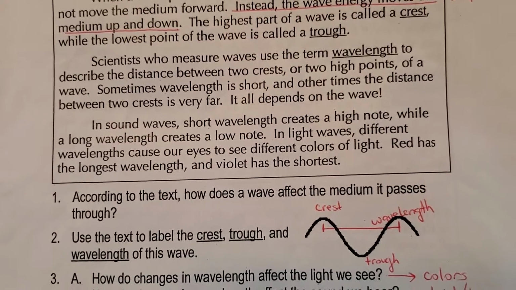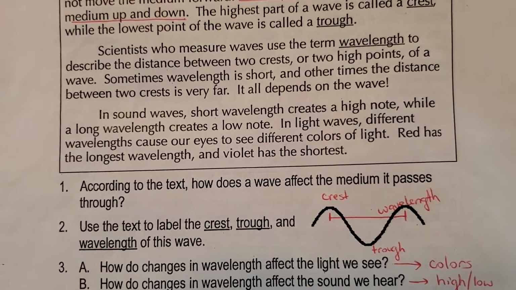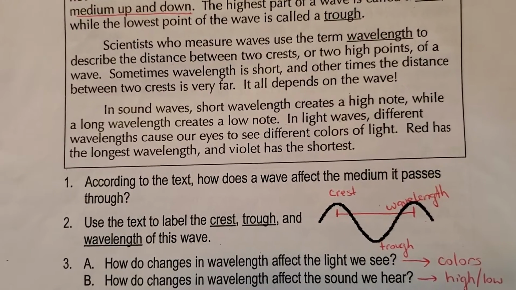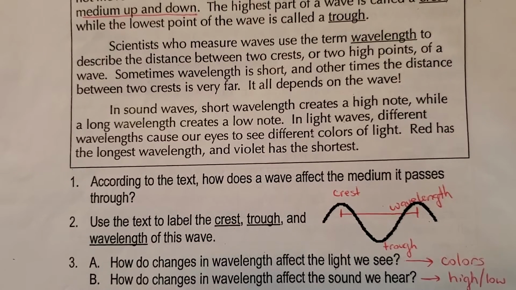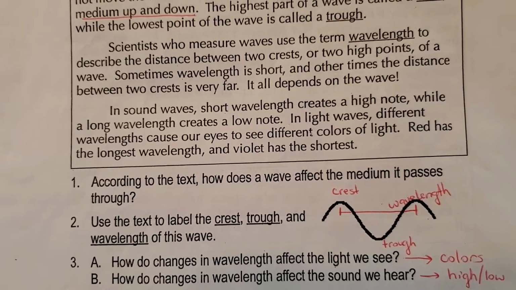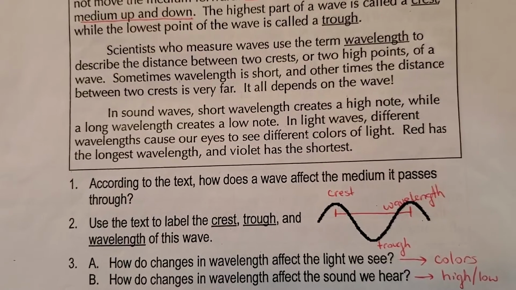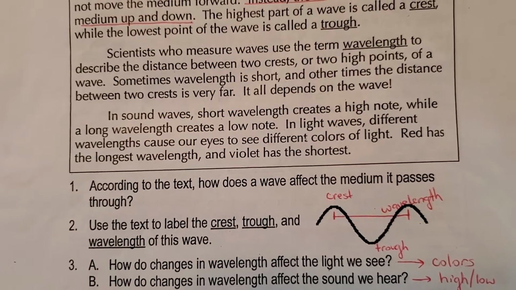Let's finish up here. In sound waves, a short wavelength creates a high note, while a long wavelength creates a low note. In light waves, different wavelengths cause our eyes to see different colors of light. How cool is that? Red has the longest wavelength, and violet has the shortest.